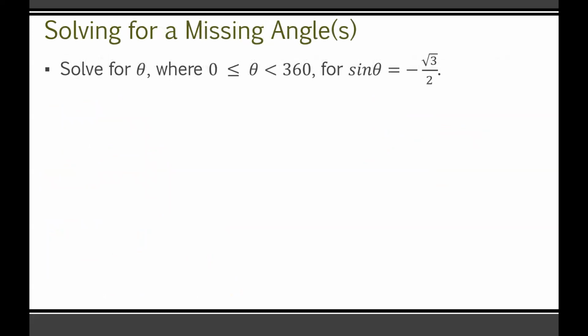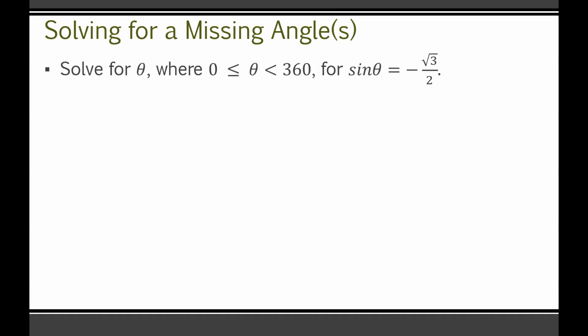Solve for theta, where theta is between 0 and 360. That's just kind of standard, right? For sine theta equals negative square root 3 over 2. I'll give you a hint here: inverse trig and CAST rule. Those are my hints, inverse trig and CAST rule. Pause the video here, give this one a try.